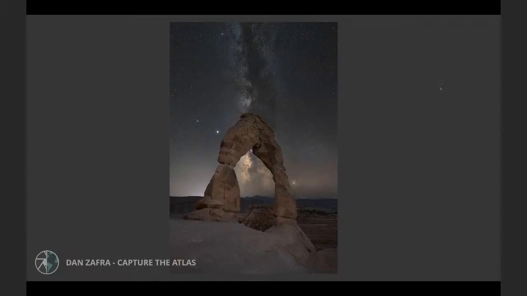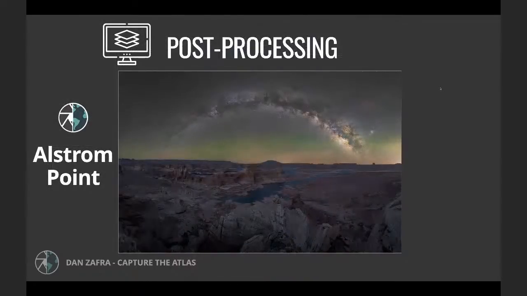This is a good example, taken with a wide angle, not very difficult. This is a relatively easy shooting. And I'm going to show you something a bit more complex. So we're going to move into this track panorama that I showed you before. I took this at Alstrom Point in Utah.